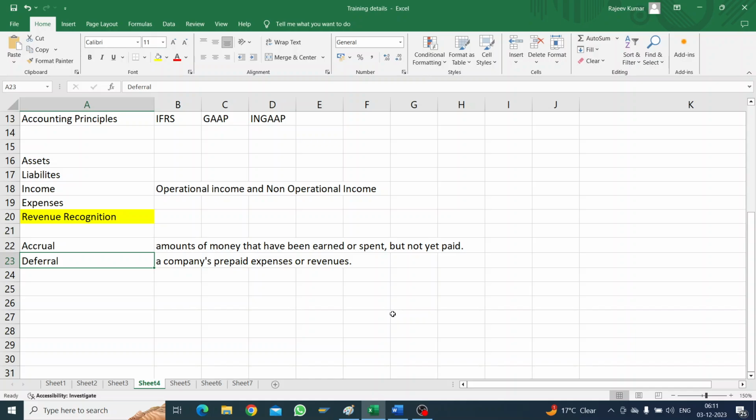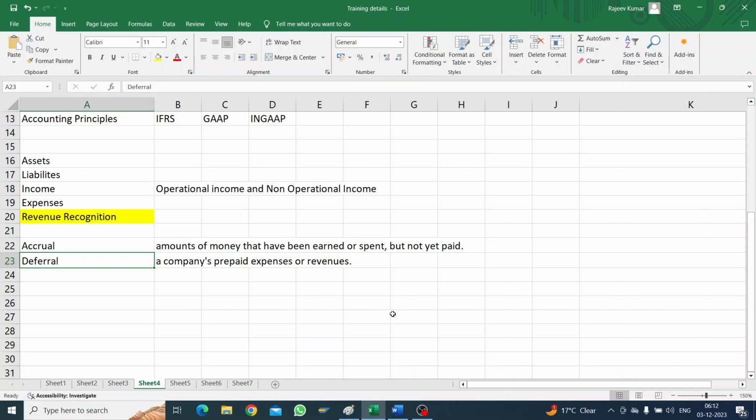Now coming to the deferral part, this is again a very interesting concept. In case of deferral, it can be either the company's prepaid expenses or the company's prepaid revenue. Let me give you an example, one for expenses and one for revenue as well.